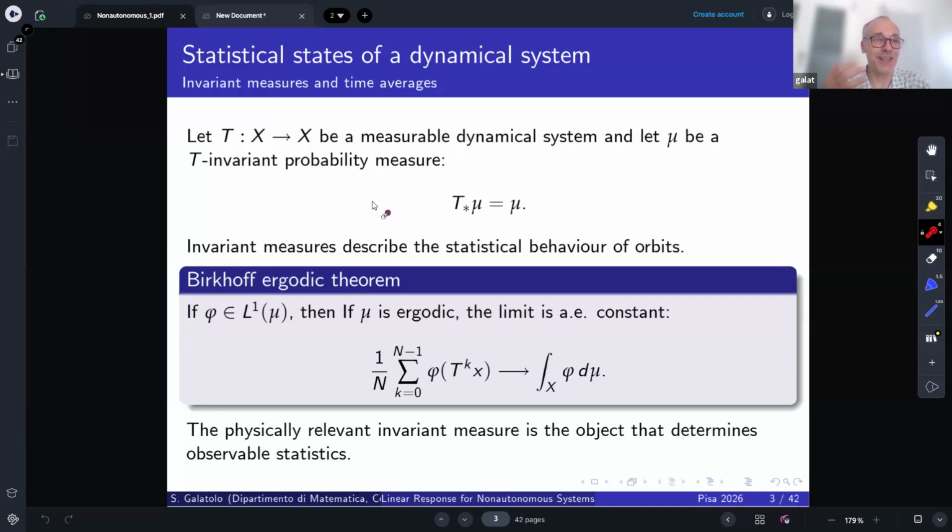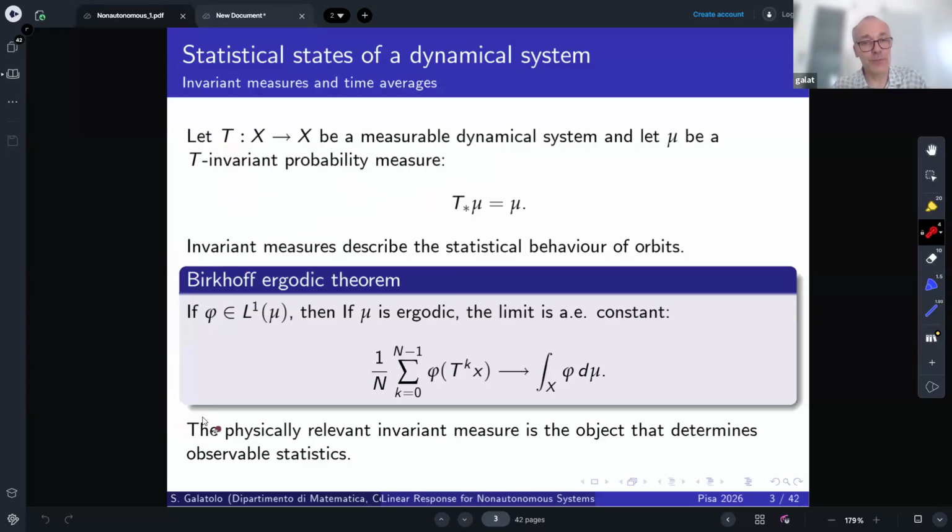What I mean is that I'm recalling now that invariant measures, which are fixed points for the push forward associated to the map defining the dynamics, these invariant measures are very important because they govern the statistical behavior of observables, and the long time average of an observable will converge to the space average with respect to the invariant measure for typical realizations of the evolution of our system.